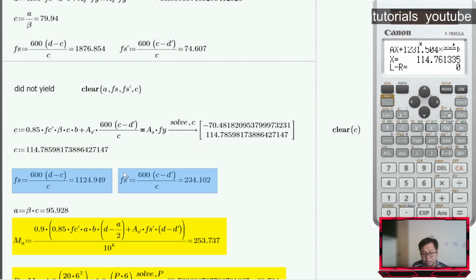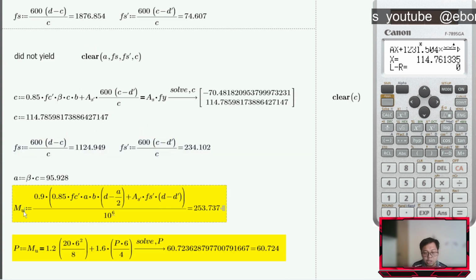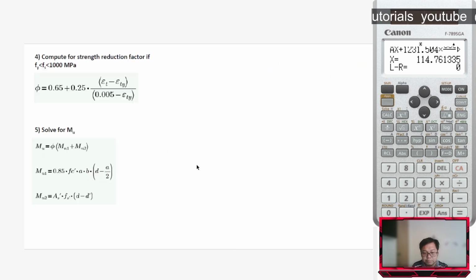Once you have that, actually, that is not what was asked. What was asked is the actual capacity. Directly, Mu equals phi times 0.25 Fc prime Ab. This is actually C. Again, for this equation, you might wonder where it comes from; it is still in the PDF file I gave. You know, Mn1 plus Mn2, where Mn1 is C multiplied by D minus A over 2, and Mn2 is As prime Fs prime, D minus D prime. I hope we're okay with that.